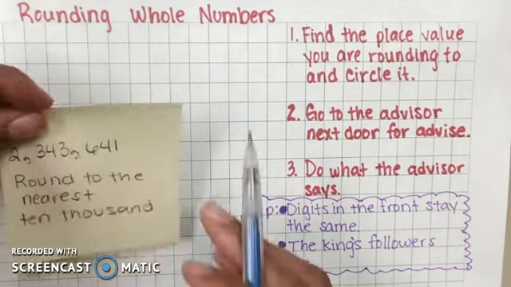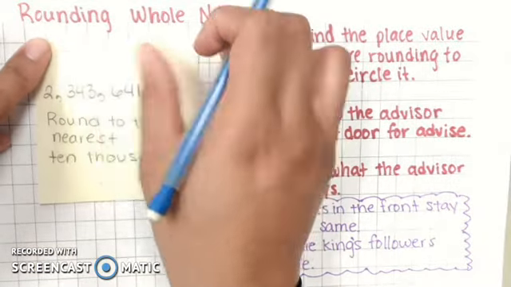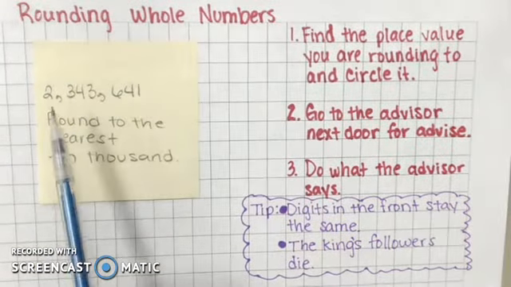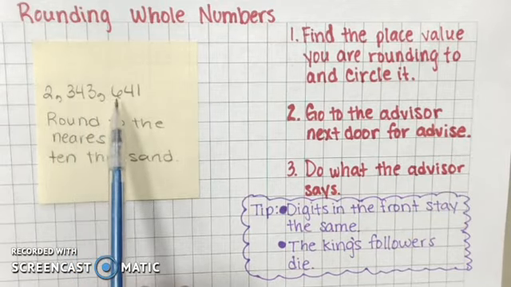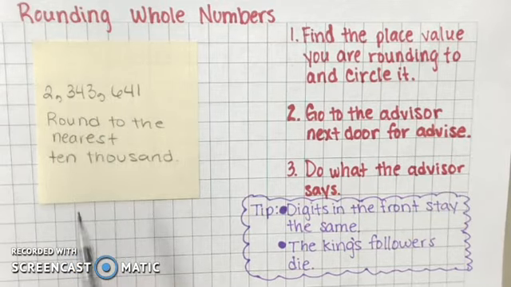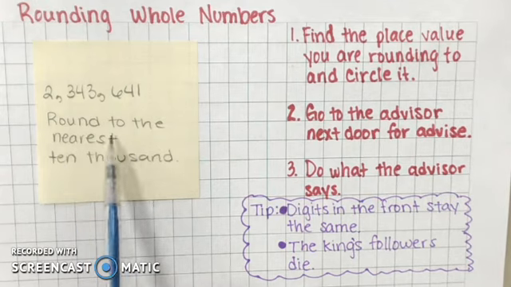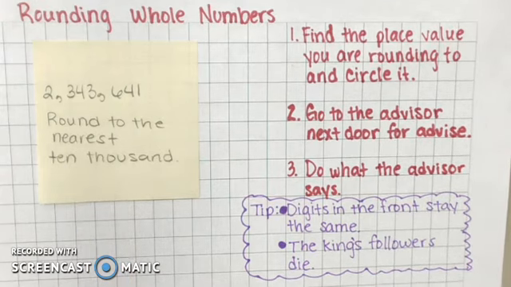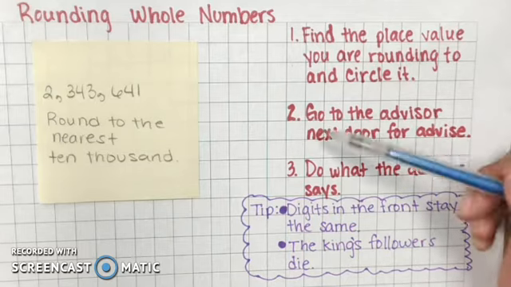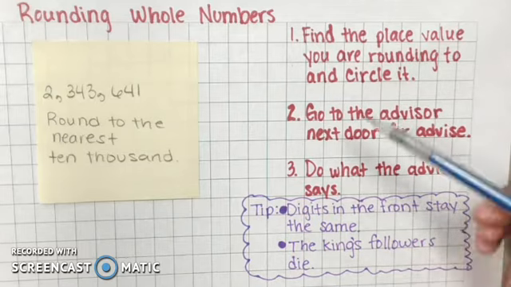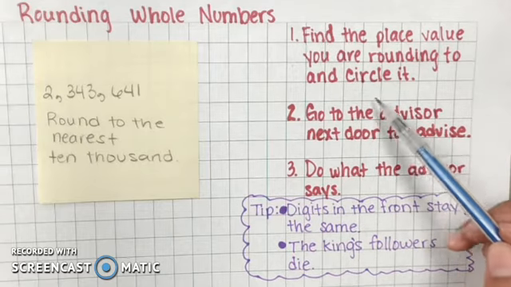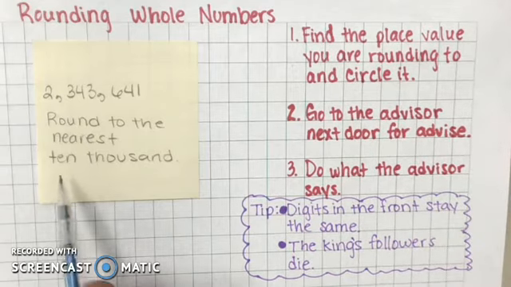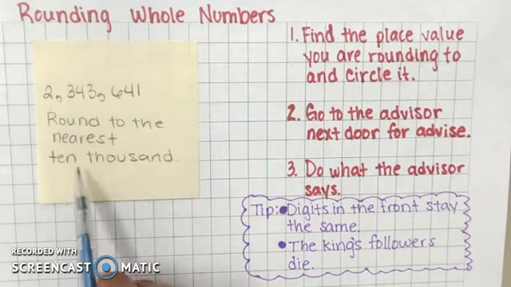Okay, let's do this example right here. We have the number 2,343,641, and they want us to round to the nearest 10,000. So the steps that you need to remember when you're rounding are the steps on this side, and then we'll look at the tips as well. So step 1, find the place value you are rounding to and circle it. Here, they're asking me to round to the nearest 10,000.